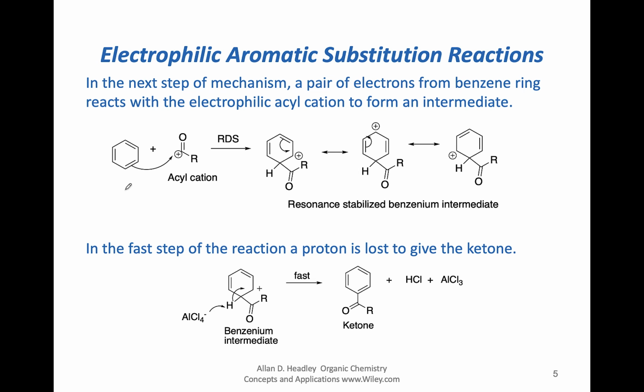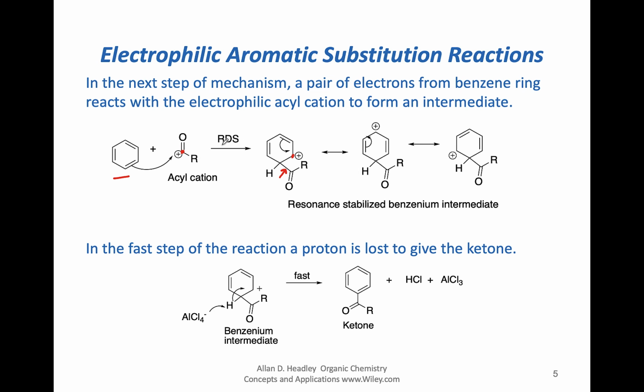It will react with the benzene. So let's take 2 electrons from the aromatic ring and form a bond to this carbon right here. And here it is. If we take these electrons out, this carbon here is now positive. So that's the benzenium intermediate. As we have demonstrated before, this intermediate here is relatively stable.